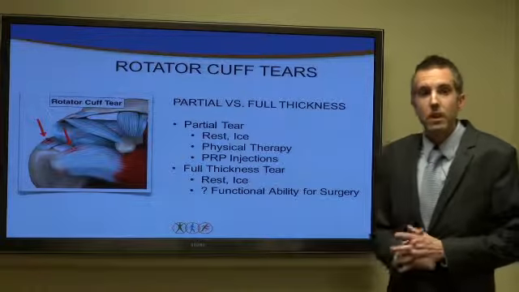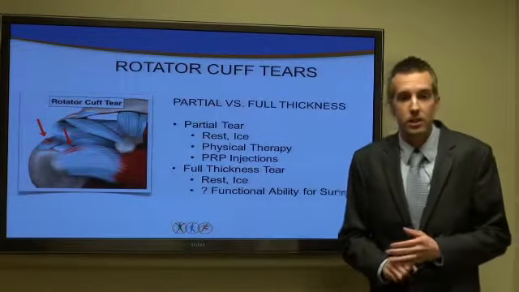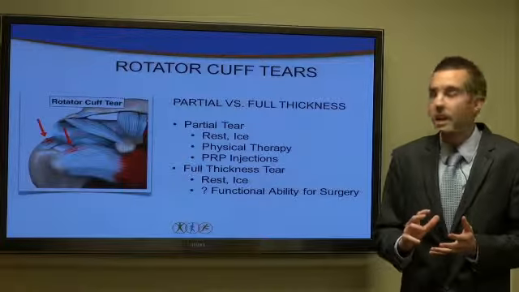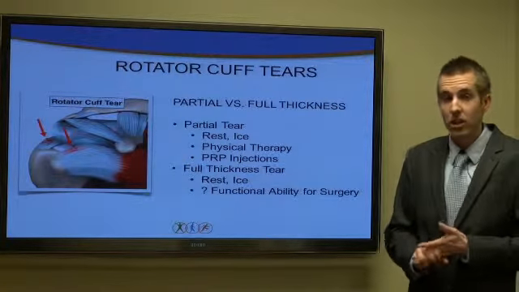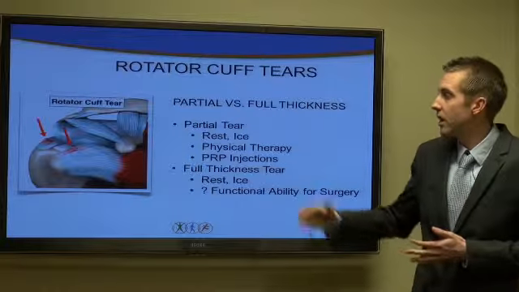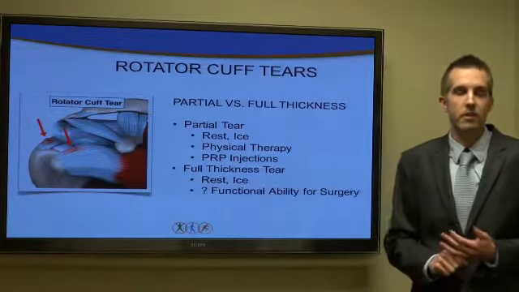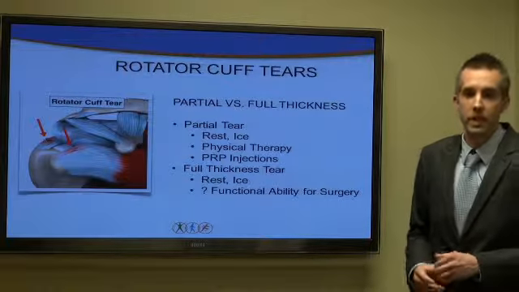If you have a tear, it doesn't always require surgery. Physical therapy, cortisone injections, and chiropractic adjustments are good alternatives for the partial tears. With the full thickness tear, you have to determine how functional the shoulder is. If you've lost complete function, then you will need to have surgery.